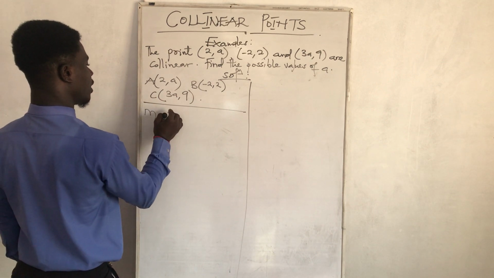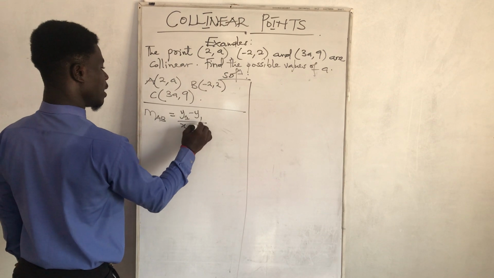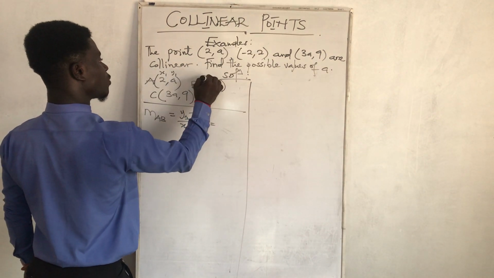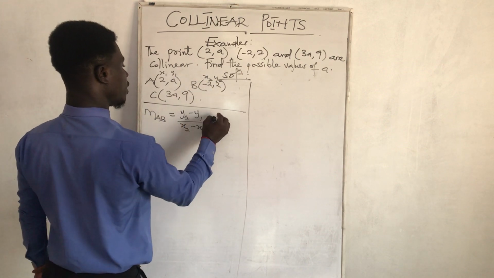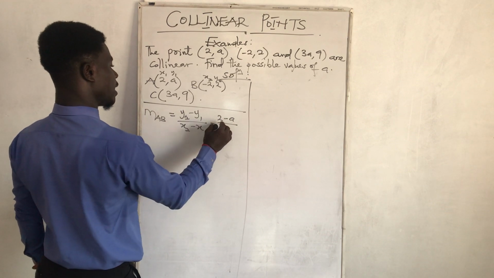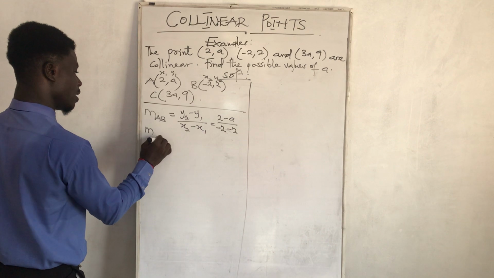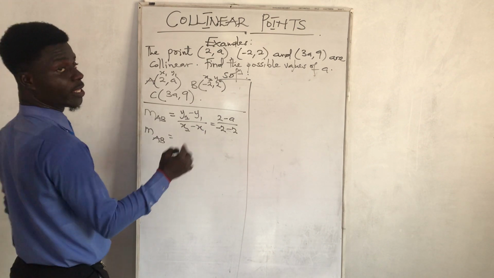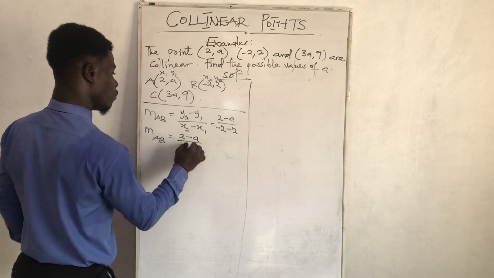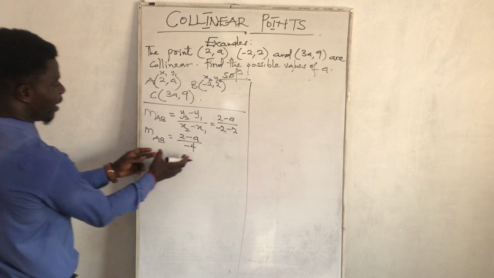The gradient of AB must be equal to y2 minus y1, all over x2 minus x1. So I have x1, y1, x2, y2. So y2 is 2 minus y1, which is a, all over x2, negative 2, minus x1, which is 2. So m of AB, the gradient of AB, must be equal to 2 minus a, all over negative 4, right? Now, that's the gradient of AB.